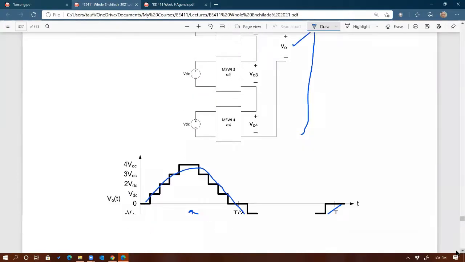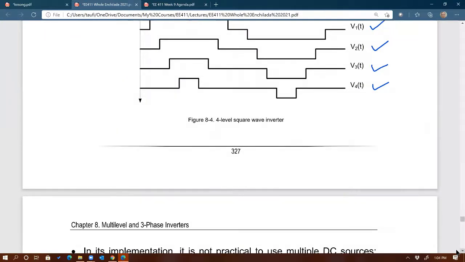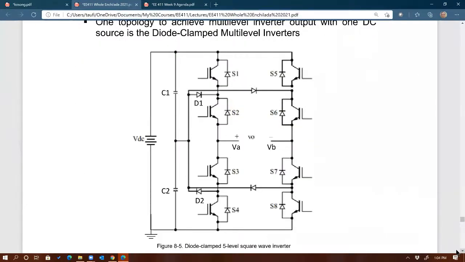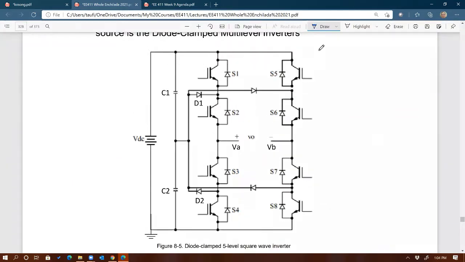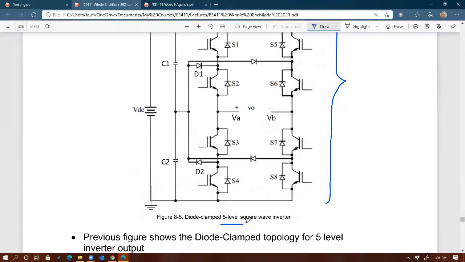So in real world implementation, we use a much better topology, a much better method than that one. Rather than having separate inverters, we use just one single topology. Isn't that cool? Here's an example where we have one single topology that would create a 5-level output. So you have a 5-level output inverter using only one source and one topology, multiple switches, but one topology.